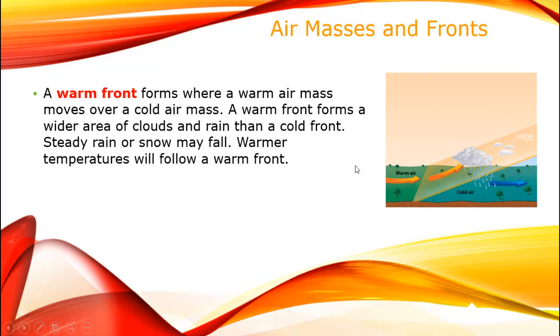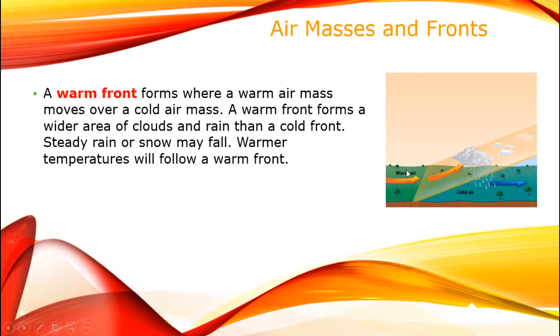A warm front. A warm front forms when a warm air mass moves over a cold air mass. A warm front forms a wider area of clouds and rain than a cold front. So rain or snow may fall. And warmer temperatures will follow a warm front.